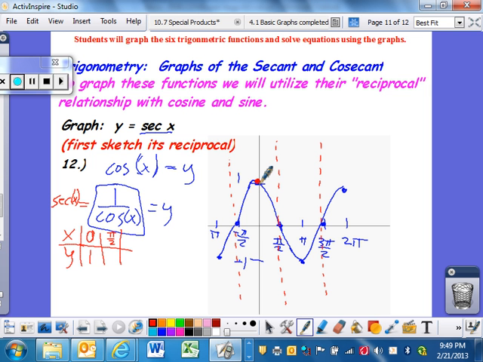What if we plug in pi over 4? What would we end up getting? I'm trying to think, 1 over secant of pi over 4. Can't think of it off the top of my head.